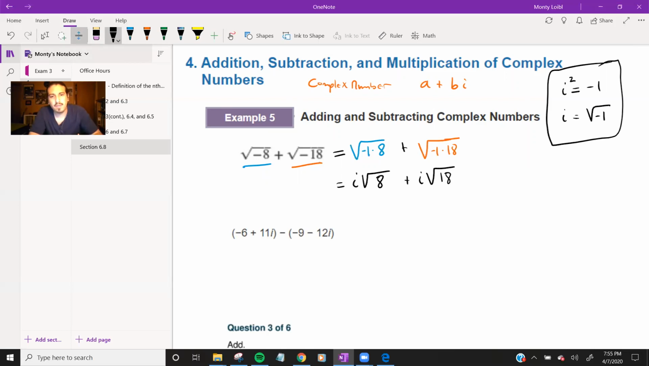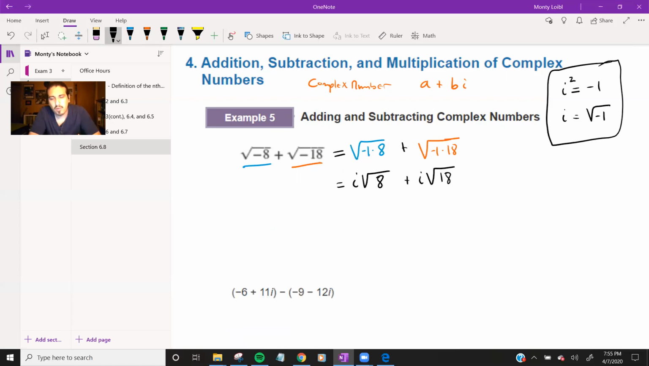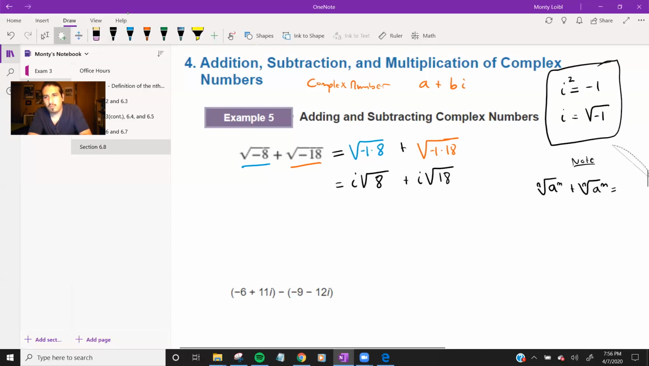Now notice we can't add these together yet because we don't have like radicals. So we need the index to be the same as well as the radicand. So probably good to note that if you wanted to add the nth root of a plus the nth root of a, I'm going to make it to the nth power, right? If you wanted to add this, you would have to have the same thing. Then this is 2 of those put together.